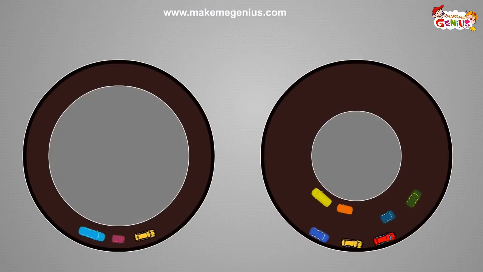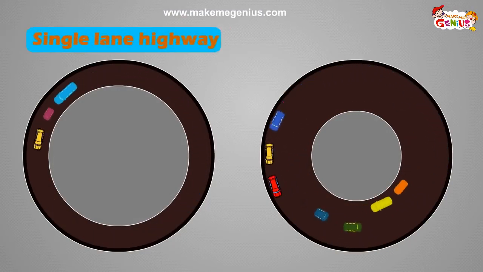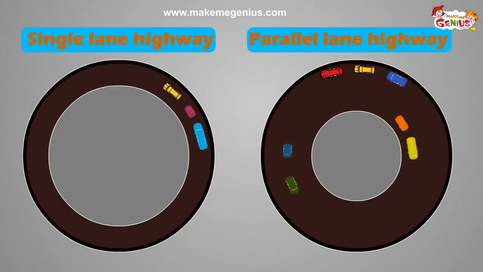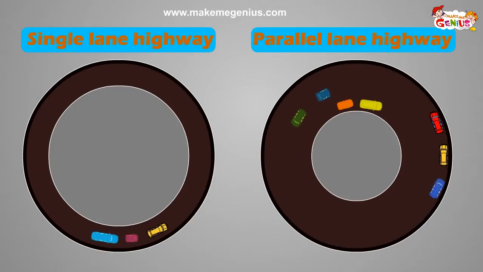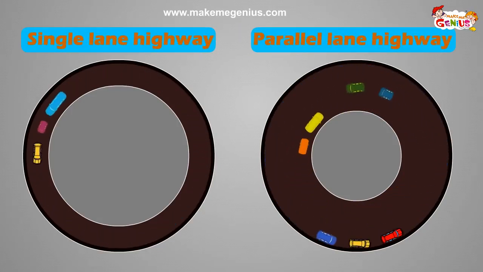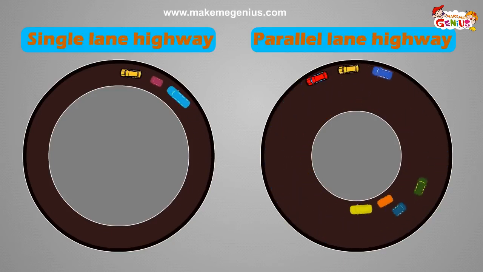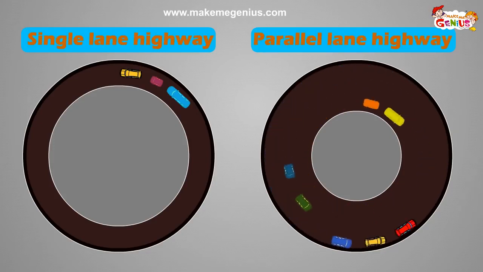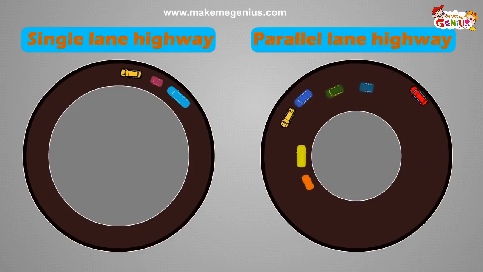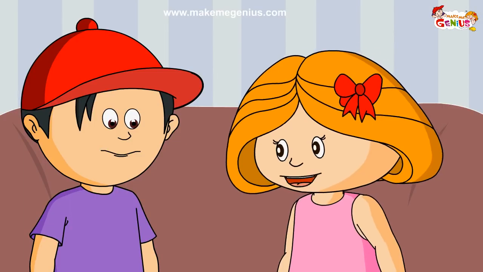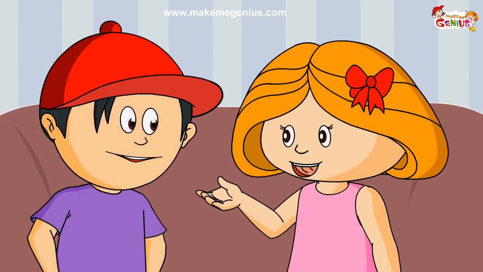Look, there are two types of highways here. One is a single lane highway and another is a parallel lane highway. A single lane highway is like a series circuit. One car stops and the whole traffic stops. Very good example. And a multi-lane highway is like a parallel circuit. Even if a car breaks down, the rest of the cars can keep moving. Very good way to compare both the circuits.